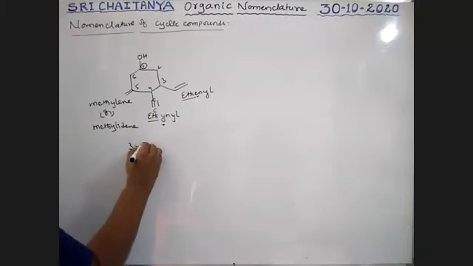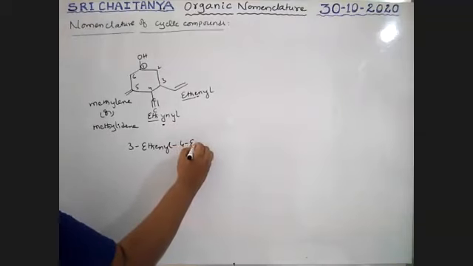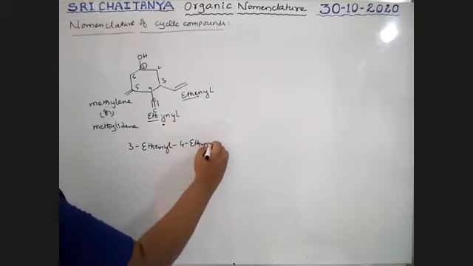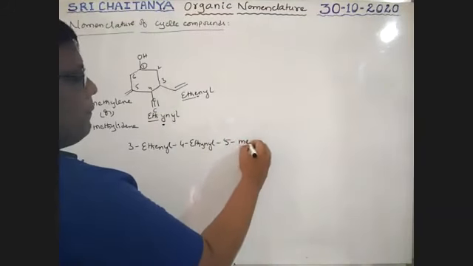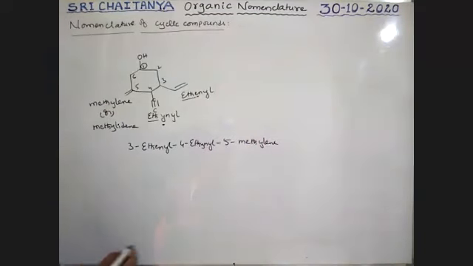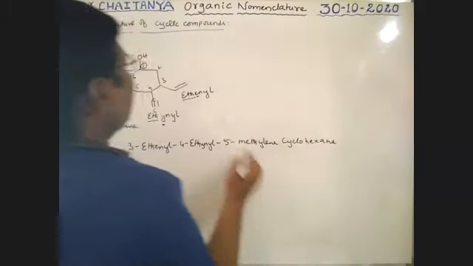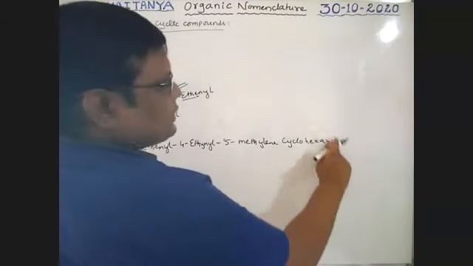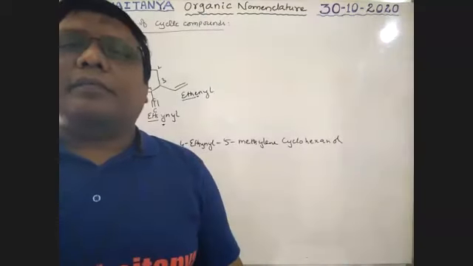So 3-ethynyl, 4-ethanyl, 5-methylene, 5-methylene cyclohexane, but it is OL, boys. E is replaced with OL. Cyclohexanol. Okay.